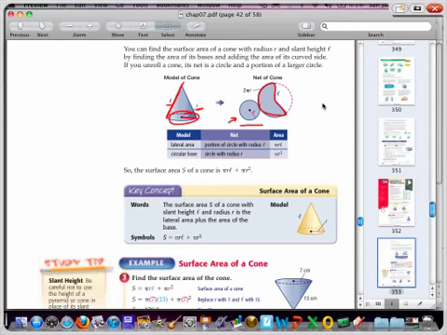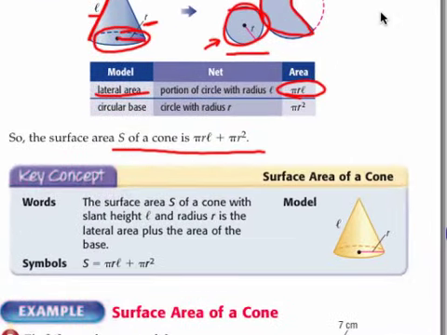And to figure out the surface area, I need to figure out the area of that circle, which is pi r squared. And I need to figure out the area of the lateral area, which is pi rl. So my surface area of a cone is simply pi rl plus pi r squared. It's those two things added together.